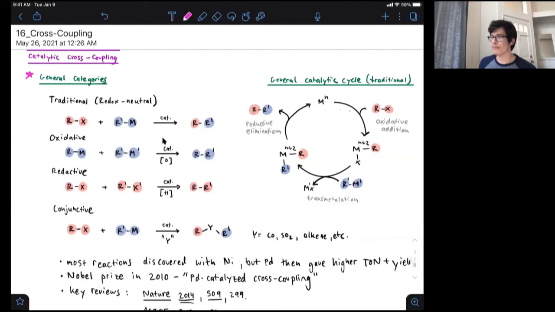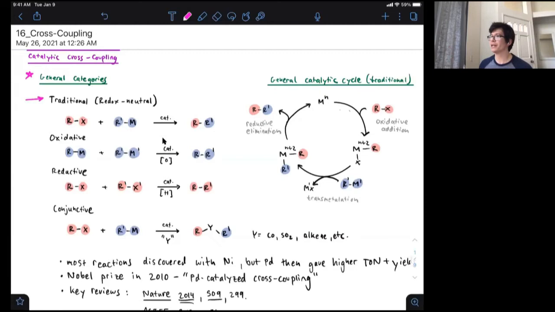If you really want to be as strict as possible, you'd probably limit cross-coupling to refer to what I've highlighted in the pink arrow: these traditional polarity organometallic nucleophile plus organohalide or pseudohalide electrophile with a palladium, nickel, copper, iron, or cobalt catalyst to form a new C-C bond. But as you'll see, these general reactivity principles can be applied to heteroatom bond formation. They can be applied to different polarity modes. And so I think cross-coupling has really come to encompass any sort of modular two-component reaction that you can imagine.